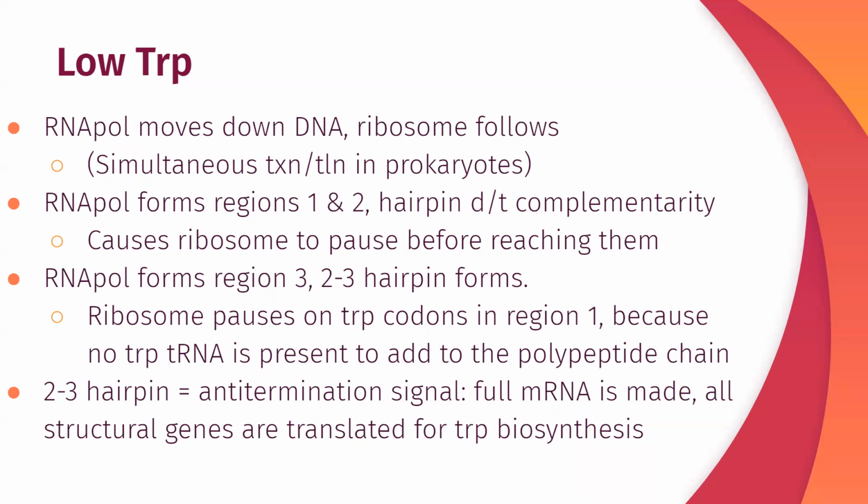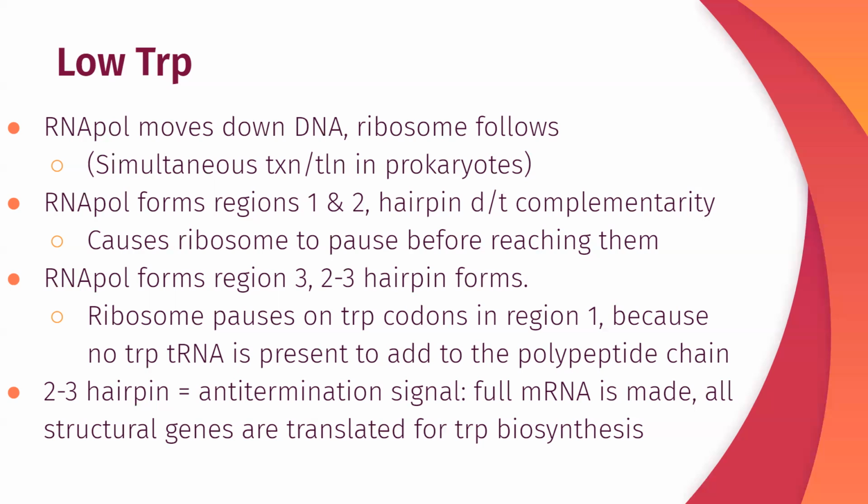Our RNA polymerase will move down the DNA strand and start making our mRNA, and as that mRNA is being made, a ribosome will bind and start translating it while further down the DNA strand it's still being transcribed. So we have our ribosome following our RNA polymerase. Our RNA polymerase will transcribe the 1 and 2 regions of our hairpin, and because they are complementary to each other, they will form our first little loop. When this is folded, our RNA polymerase can't really move down the strand anymore, so it will pause right before that first region where our hairpin is forming.